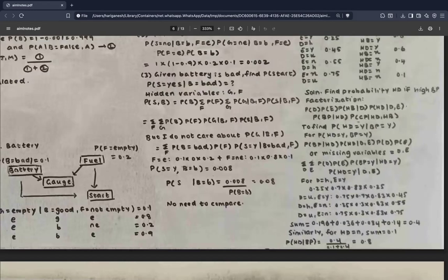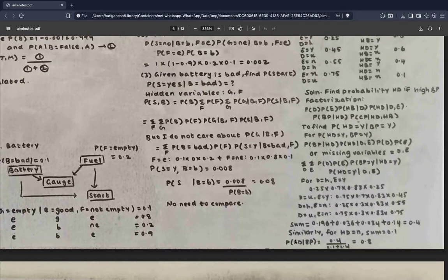And again, we do the same thing for HD equals no, because when we are asked to find the probability of heart disease, we also have to find the probability of heart disease not being there. So the sum is 0.1 for heart disease equals no. The only difference here is instead of heart disease equals yes, we do no. And we do the same four computations. So here it's 0.4, here it is 0.1.